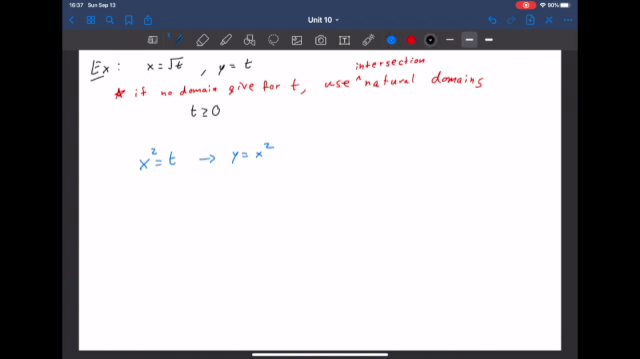Now, the reason I did it this way is to point out something very important. I know what this would look like. I know what y equals x squared looks like. It would look like this. I'm going to graph it in a dashed line for a very specific reason. So something like that.